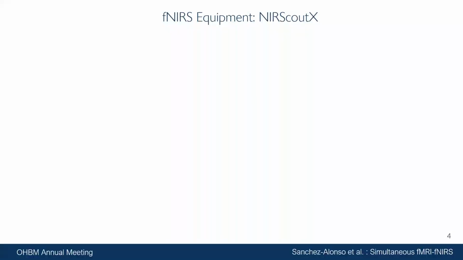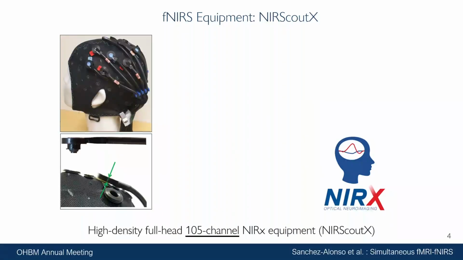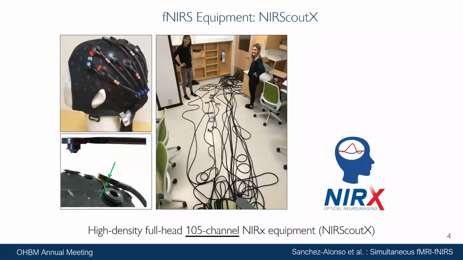I'm going to talk a little bit about the equipment that we are using. We are using a NIRS Scout system. Here you can see a picture of the cap that we are using. The optodes have flat surfaces, so that the subject can lie on the cap in the scanner. We are using a high-density full-head cap with 105 channels. The optical fibers are quite long. As you can see here, they are 10 meters long.